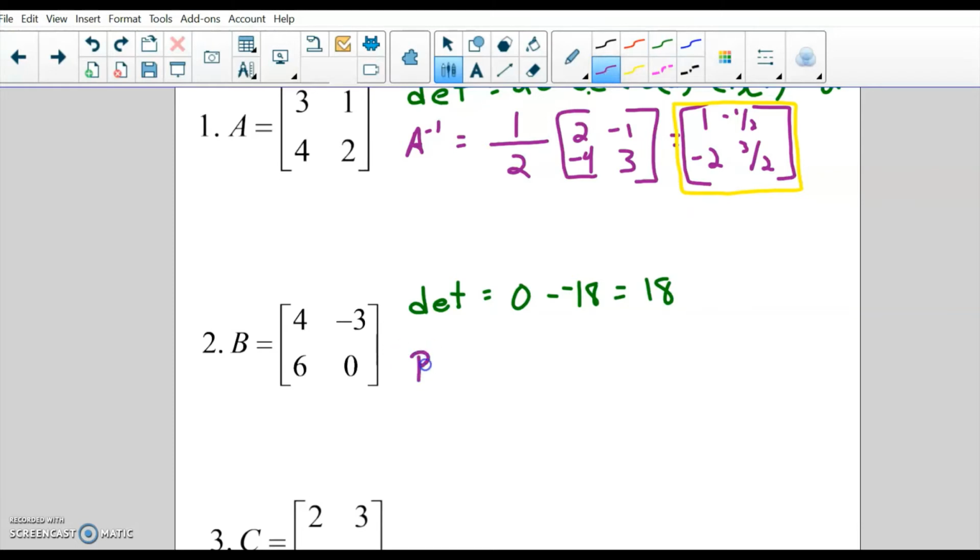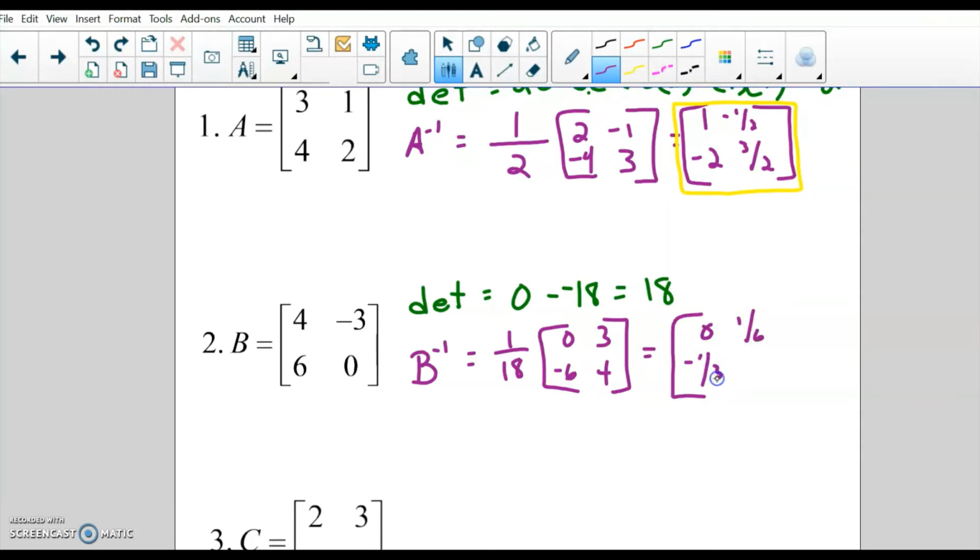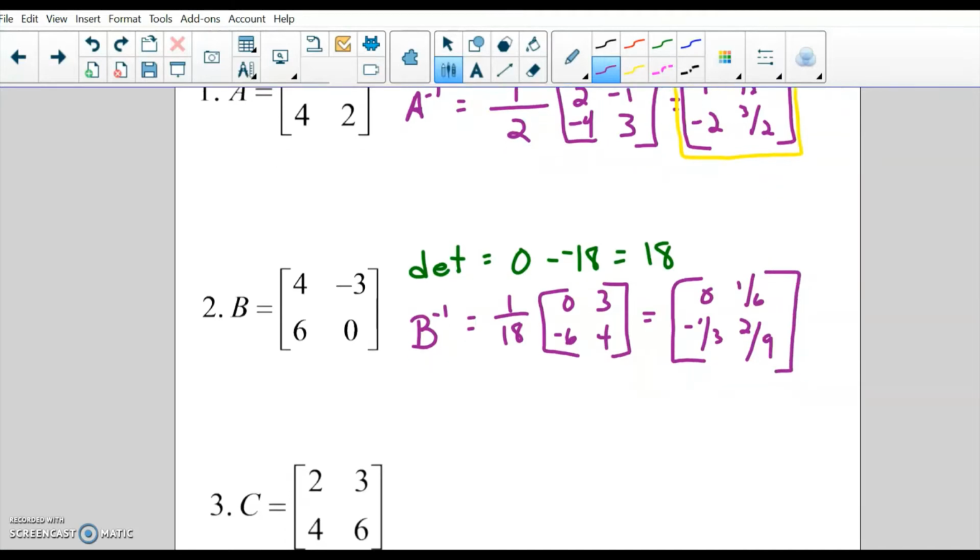Moving into the inverse formula, 1 over the determinant. Switch some things around. 0 and 4 change positions. The negative 3 and the 6 change signs. We distribute the 1/18 into the matrix. 0, 1/6, negative 1/3, and 2/9. And our final 2 by 2.